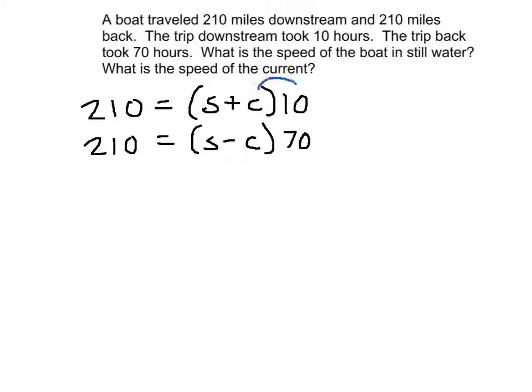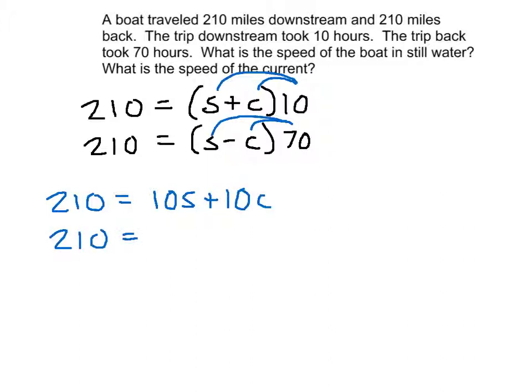So we're going to distribute this 10 to the c and the s. We can do that because by having no space here, we are technically multiplying 10 by the set of parentheses. And then we're going to distribute the 70 to the c and the s. At this point, a lot of my students before were thinking, well, we're going to end up with the same exact thing. That's not necessarily the case because here we have a plus and here we have a minus, so it is going to be slightly different. So once we distribute that, we're going to get 210 equals 10s plus 10c, and then 210 equals 70s minus 70c.